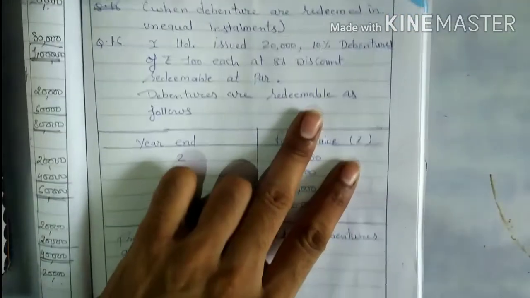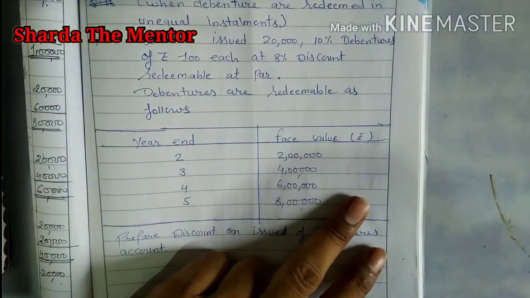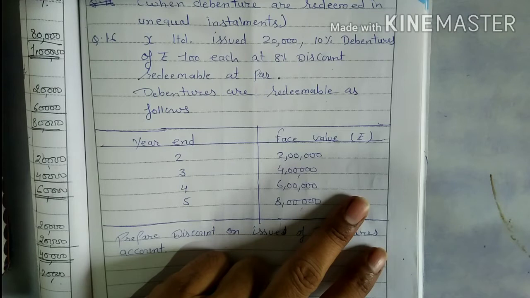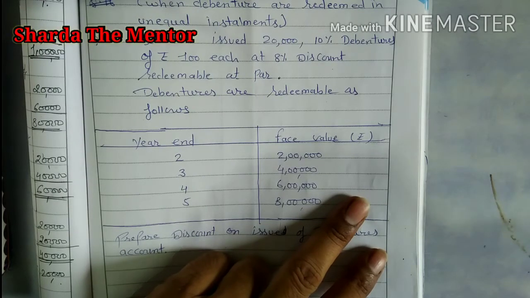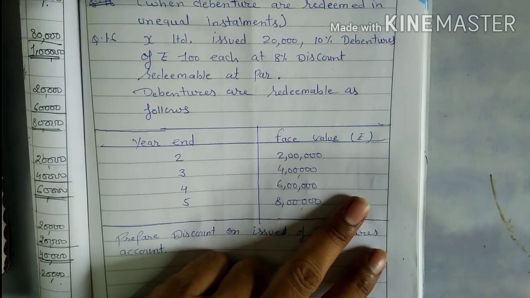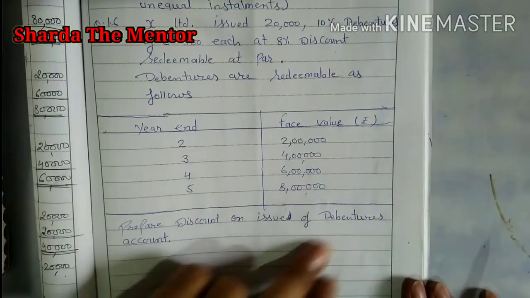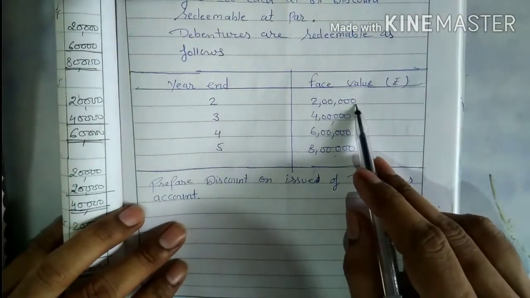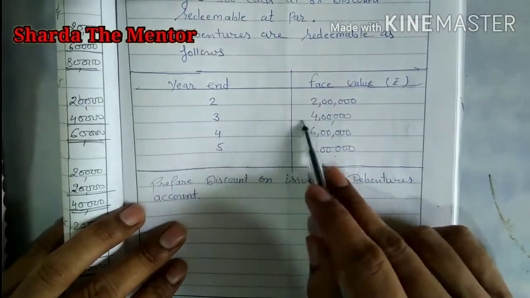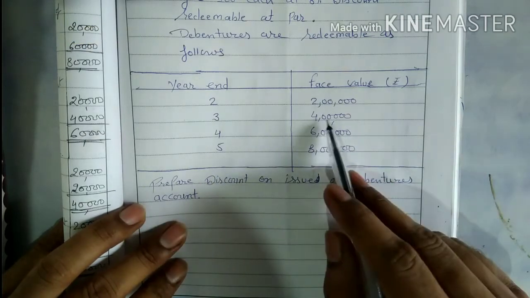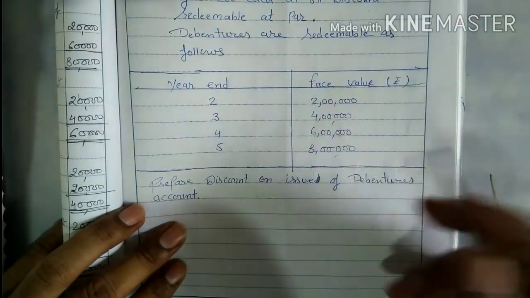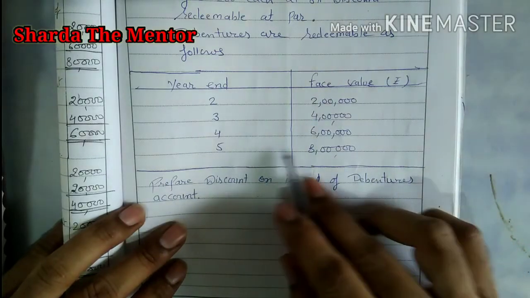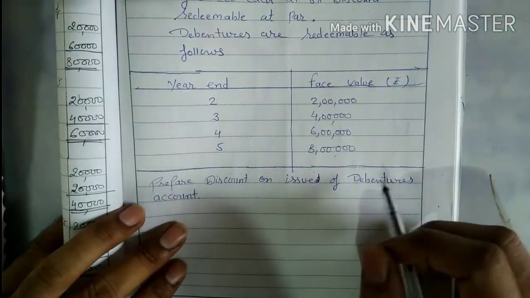On your screen you can see: X Limited issued 20,000 10% debentures of 100 each at 8% discount, redeemable at par. Debentures are redeemable as follows: at the end of the second year 2 lakh, at the end of the third year 4 lakh, at the end of the fourth year 6 lakh, and so on. At the end of the fifth year 8 lakh.